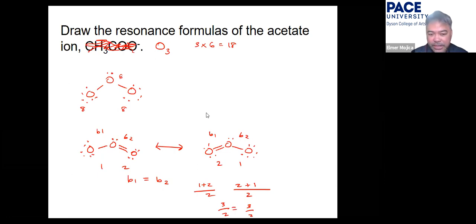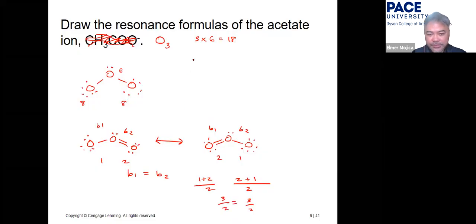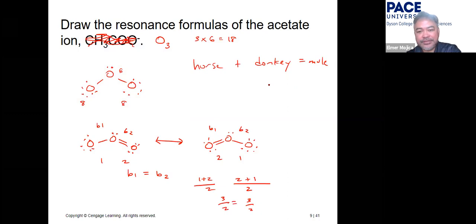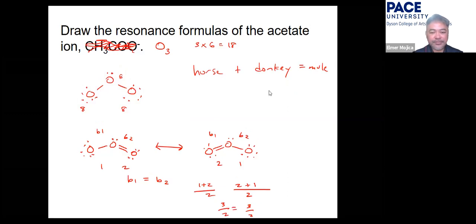Okay. So what happens if we crossbreed a horse with a donkey? What do you get? You get a mule, right? Now, what if you crossbreed, let's say, a dragon and a unicorn? What do you get?